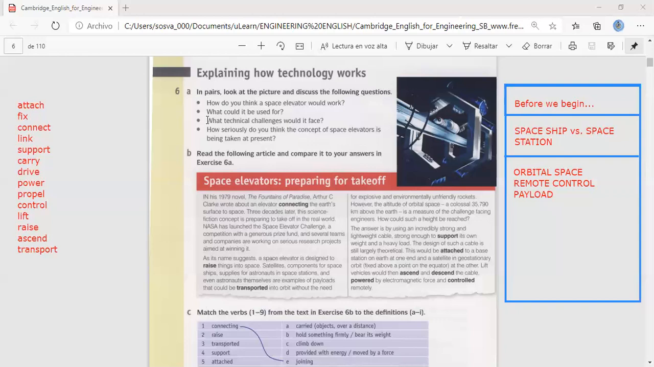Which ones do you think would be the problems if they want to build a space elevator? Thinking about technical situations, which do you think are the challenges or the problems? Maybe the altitude or height, and gravity, of course, because we are in space.